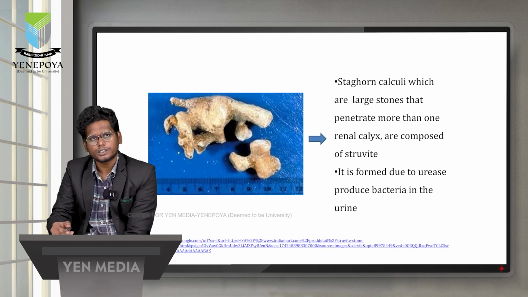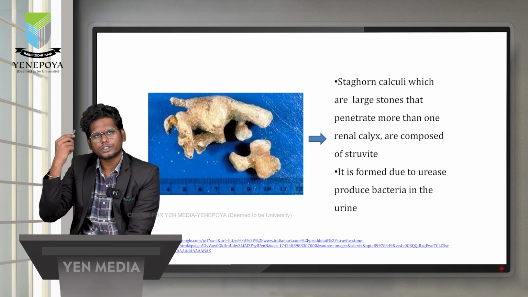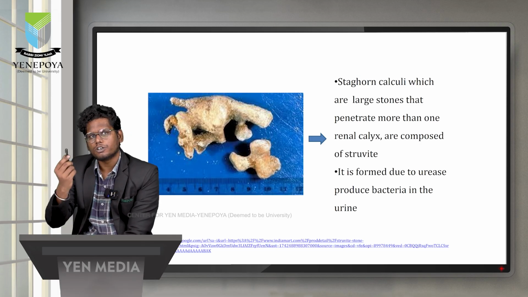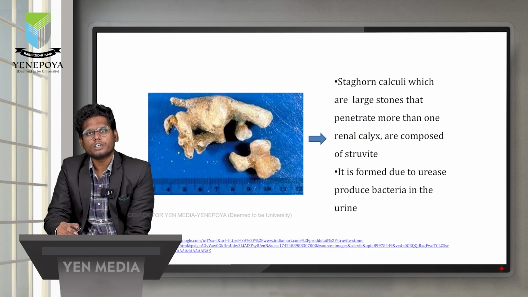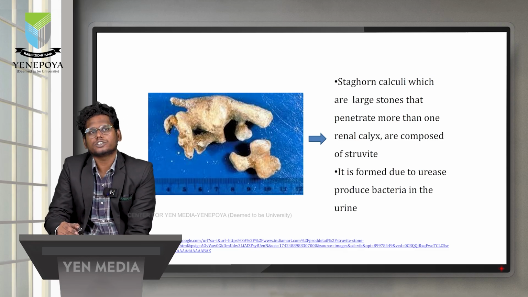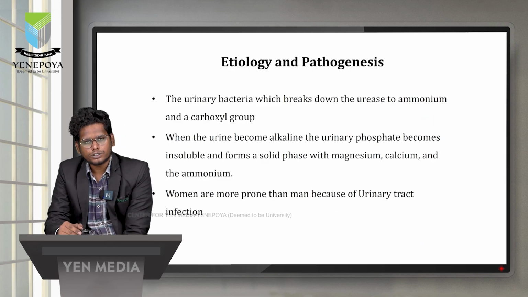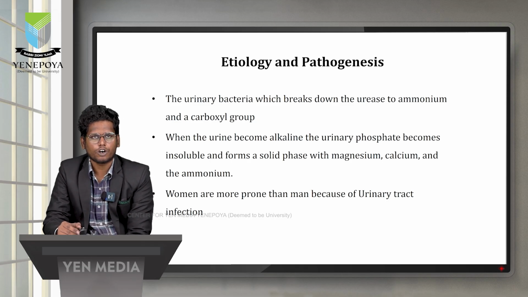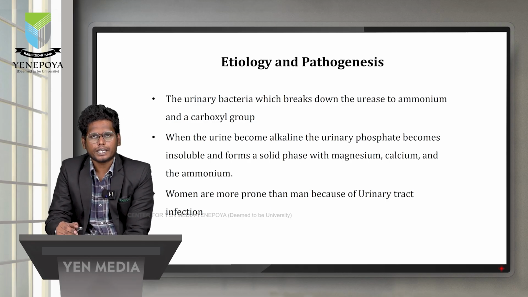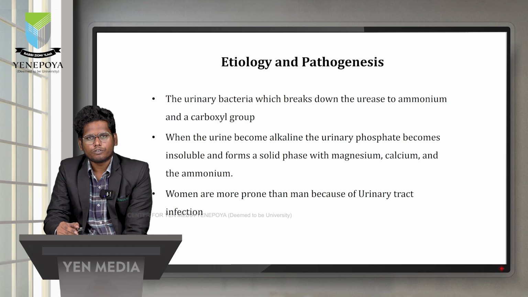The stone will have a staghorn formation. It is very big and will also involve more than one calculus in the kidney, and it is composed of struvite. It is formed due to urease producing bacteria in the urine. So, etiology and pathogenesis of struvite stones: the urinary bacteria break down urea to ammonium and a carboxyl group. When the urine becomes alkaline, urinary phosphate becomes insoluble and forms a solid phase with magnesium, calcium and ammonium.